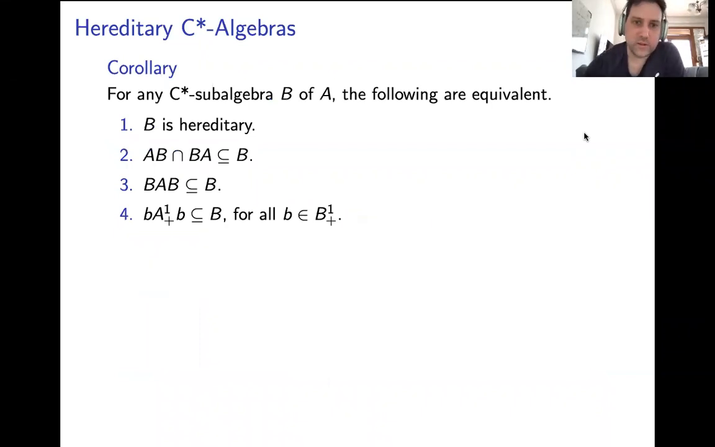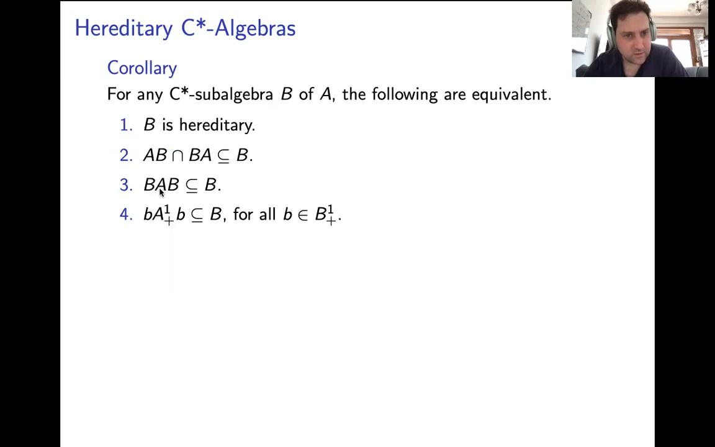I won't go into the proof again, but the idea is that hereditarity has a few different more algebraic characterizations. The original order theoretic characterization actually turns out to be equivalent. We just showed that one implies two, but it turns out it's equivalent to saying anything of this form has to lie within B. It's equivalent to saying whenever you multiply by B on either side, then again it has to lie within B, or again, you can restrict it like so.